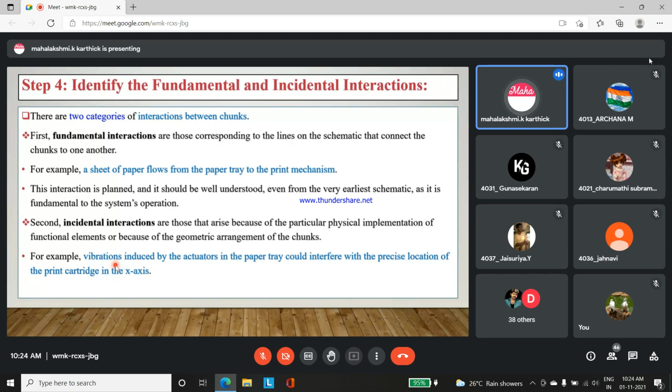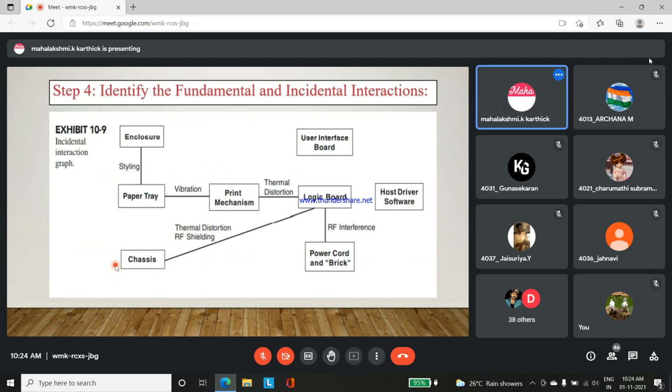So for any product you have to identify what are the fundamental interactions and what are the incidental interactions. Example: so overall, for the printer mechanism, they have found out incidental interactions through a graph representation.